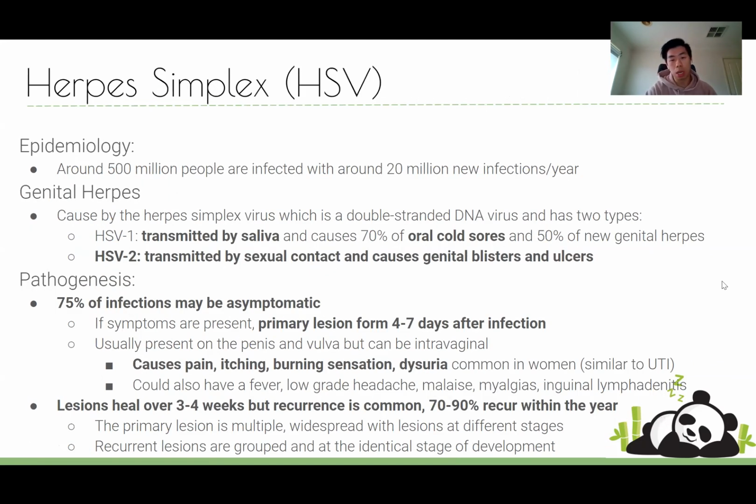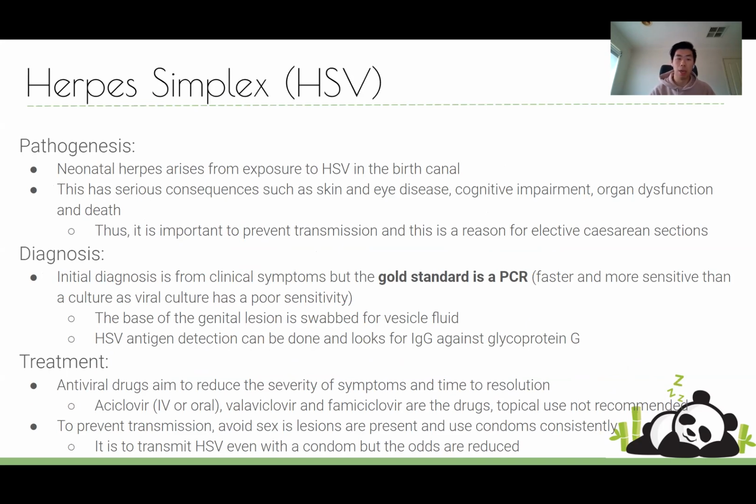HSV, so this is 2 types. So HSV1 is transmitted by saliva and causes oral cold sores as well as genital herpes, whereas HSV2 just causes your genital ulcers. 75% of these people may be asymptomatic, but the others will have a primary lesion 4 to 7 days after the infection. It can cause pain, itching, burning sensation, very similar to a UTI. And these heal over 3 to 4 weeks, but it's very common for them to come back. Beyond that, not too much importance.